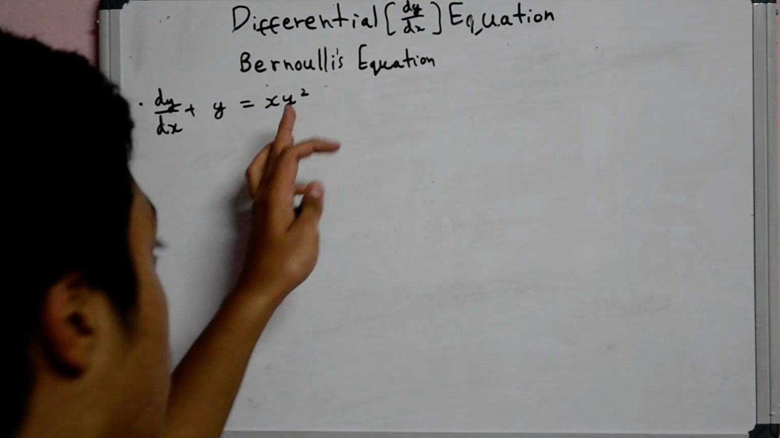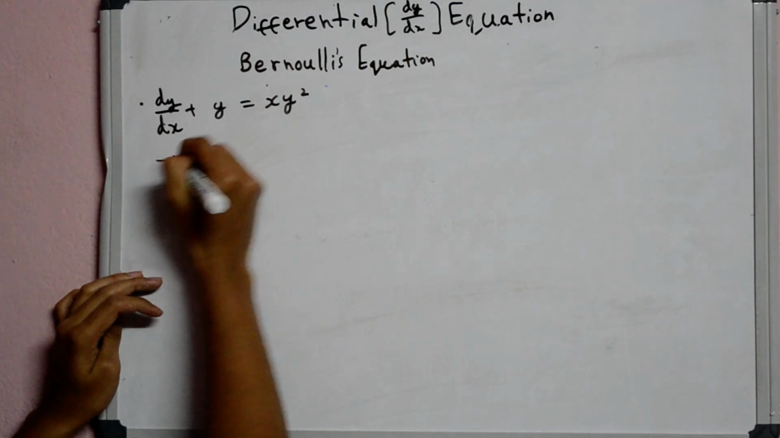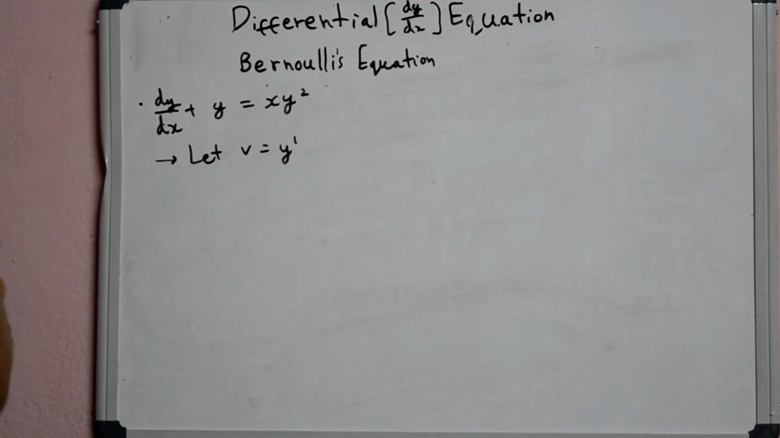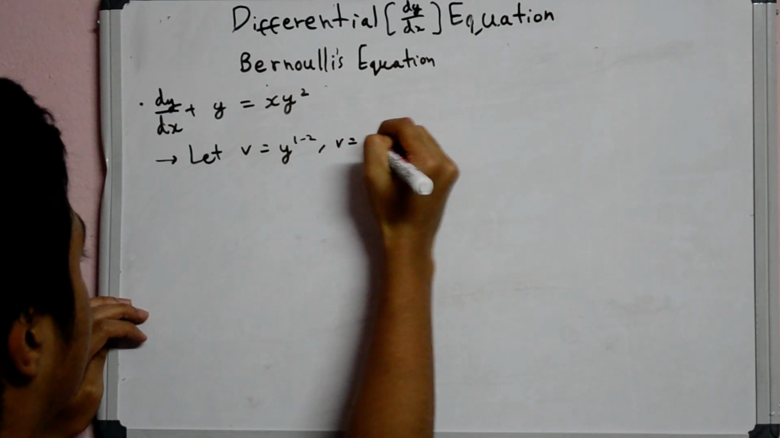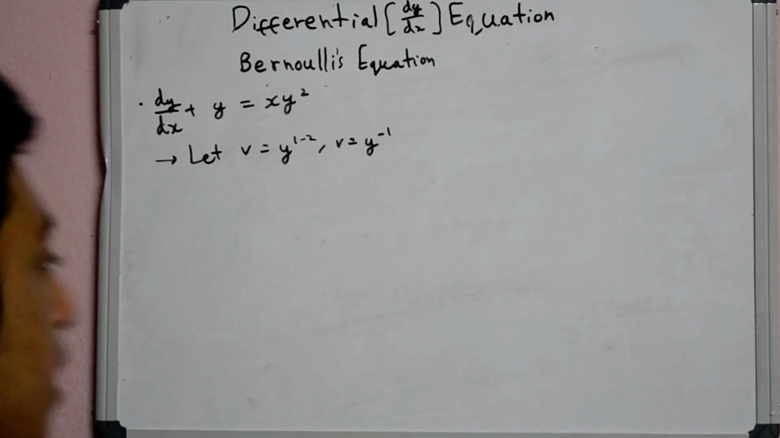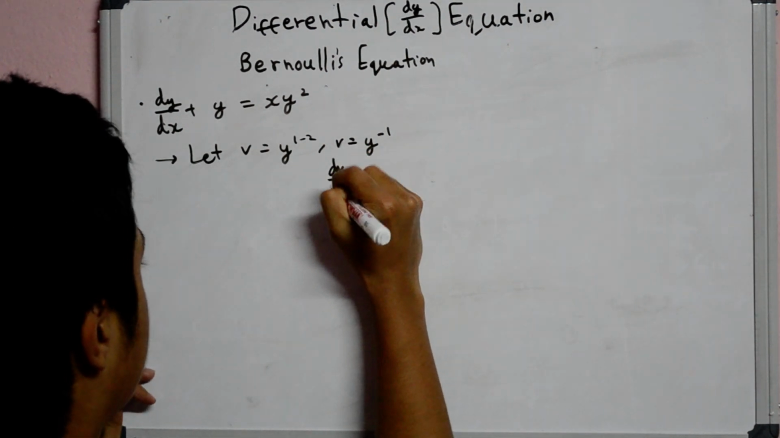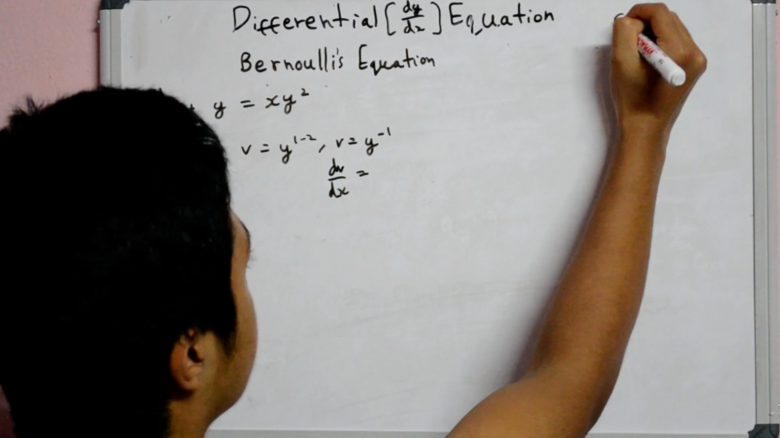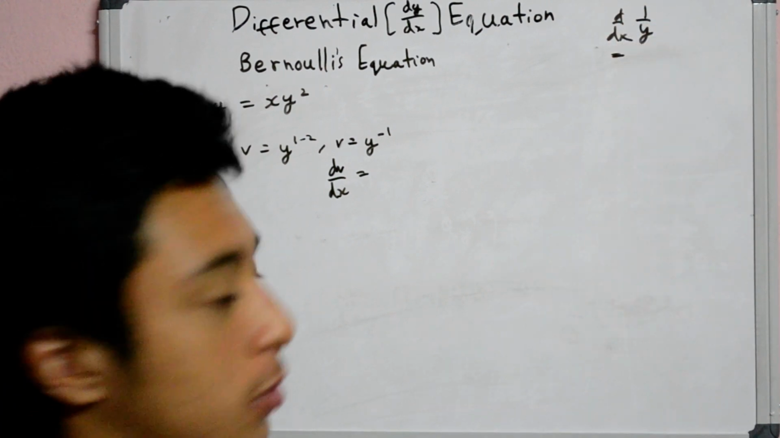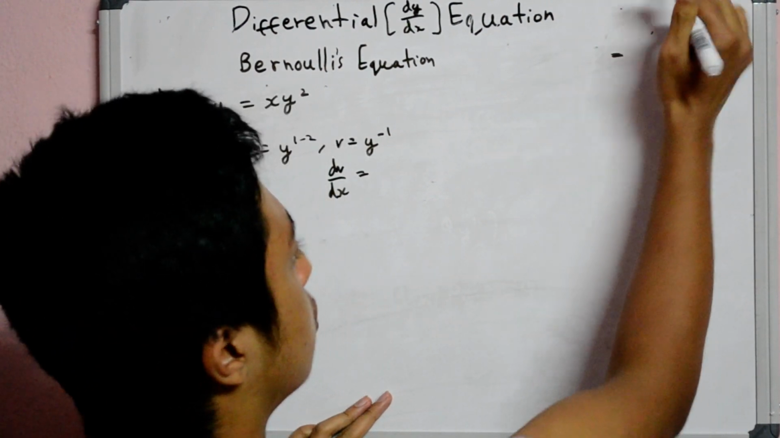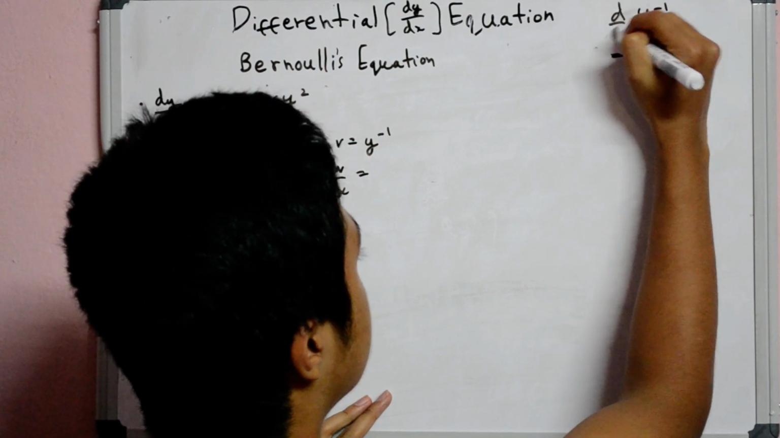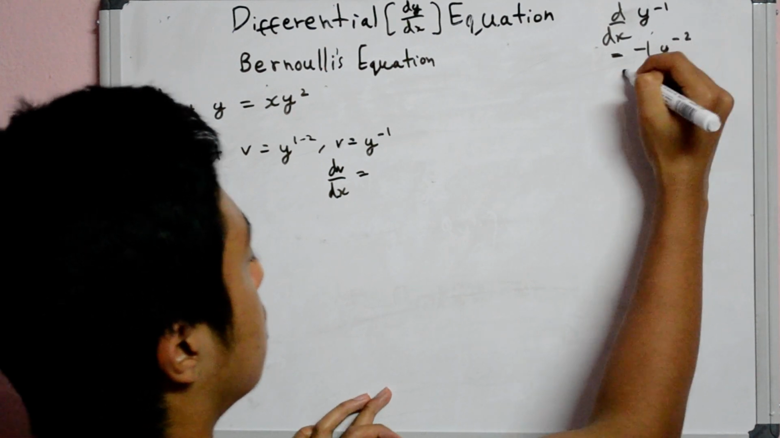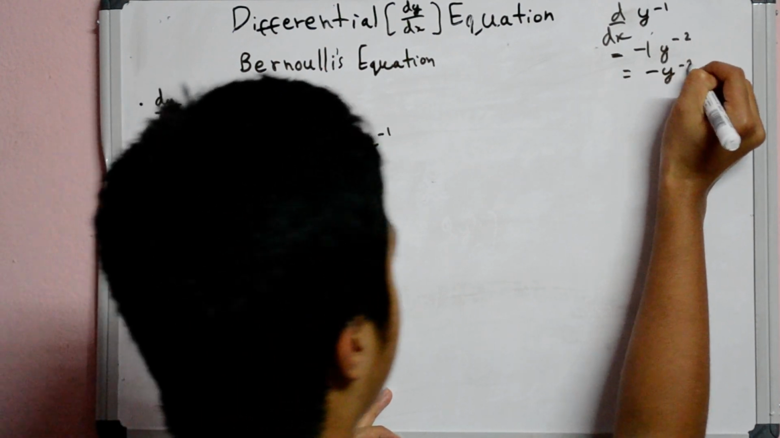So here we have y squared. What we do is let v equal y to the power 1 minus whatever that power is, so 2. That means v equals y to the power minus 1, and we differentiate both sides with respect to x. Now y to the power minus 1 is just 1/y. If we differentiate this, let's just do it easily: y to the power 1, its derivative, the power comes first, and the power reduces by 1. So this overall is just minus y to the power minus 2.